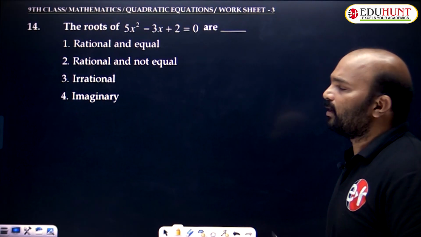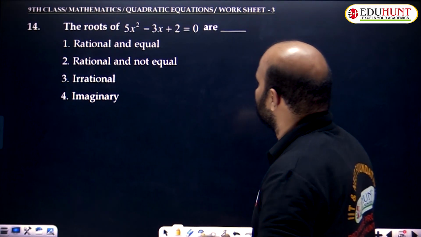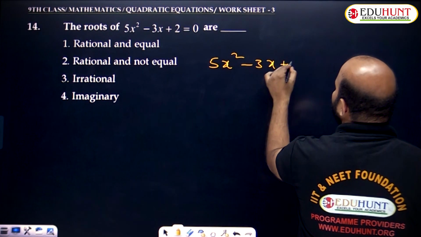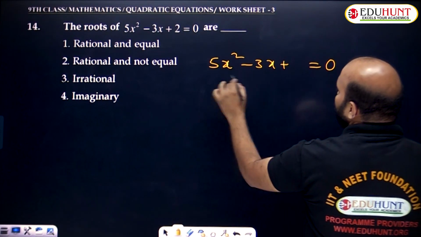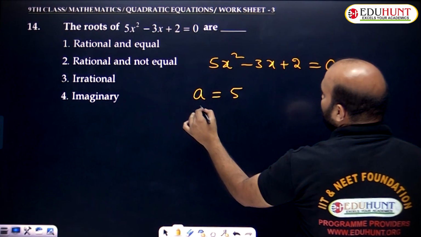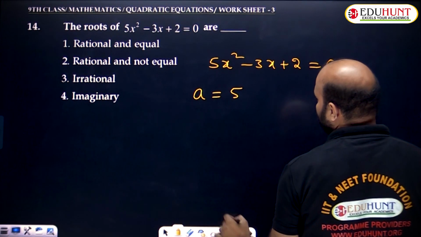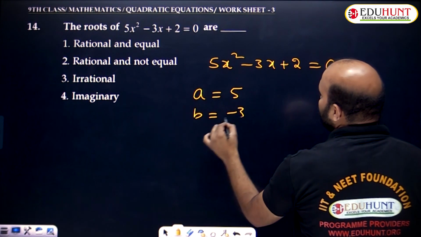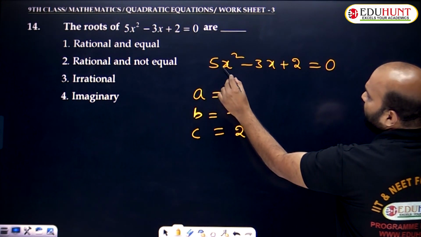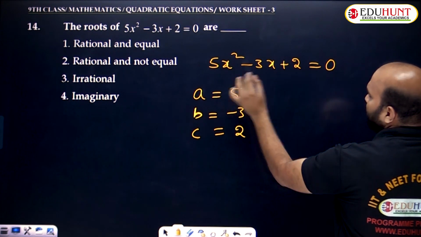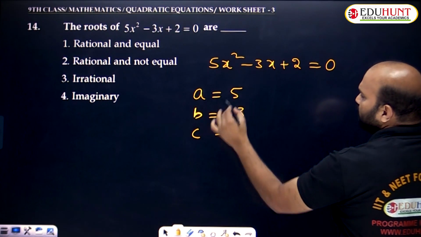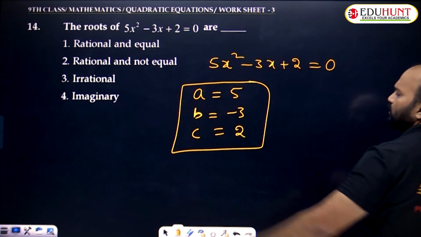In that question, what I am asking is the nature of the quadratic equation. The quadratic equation is 5x² − 3x + 2 = 0. In that, the x² coefficient a is 5, the x coefficient b is −3, and c is 2. Am I clear? This is the form ax² + bx + c = 0, with a = 5, b = −3, c = 2. These are the coefficient values.